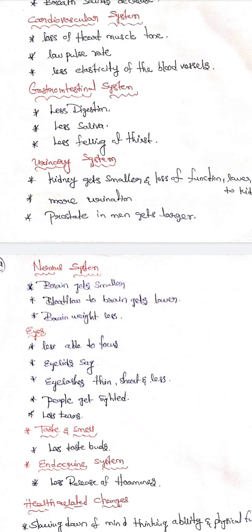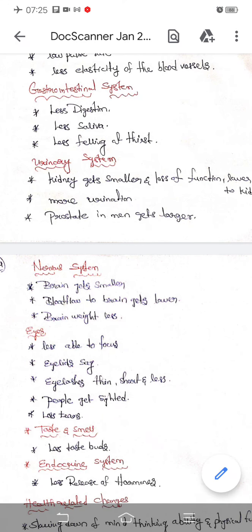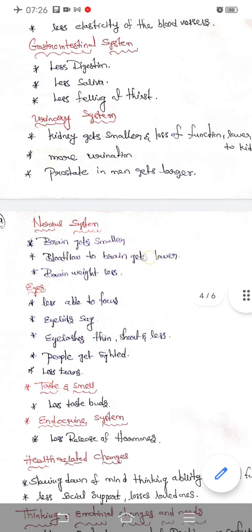Next, the prostate in men gets larger. The prostate gland is present only in men. It gets larger, the size of the prostate increases.